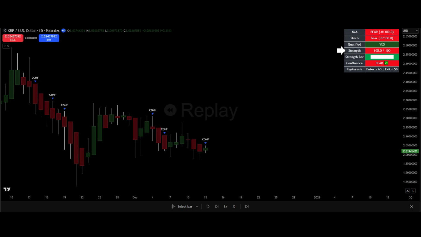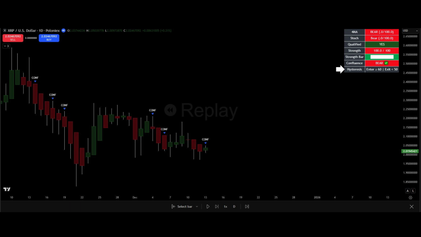A simple way to interpret it: 80 to 100, strong alignment. 60 to 79, moderate alignment. 50 to 59, weak or transitioning. Below 50, loss of alignment or opposing pressure. Strength bar. This is a visual battery meter for quick reads during live decision-making. Confluence, bull or bear. This is the final regime output, the answer to what mode the market is in right now.